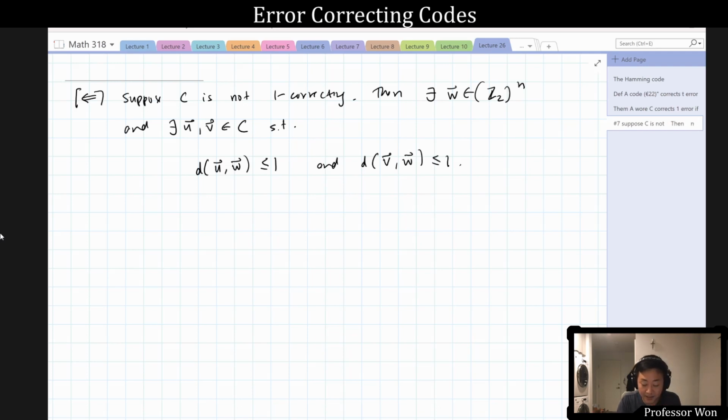But the point is now I can get from u to w in one step, and from w to v in one step, which means that I can get from u to v in at most 2 steps. There's some chance here that w is either u or v, but then the distance from u to v is less than or equal to 2, because I know I can get from u to w in at most 1 step, and from w to v in at most 1 step. And that is exactly the negation of, so d of C is less than or equal to 2.